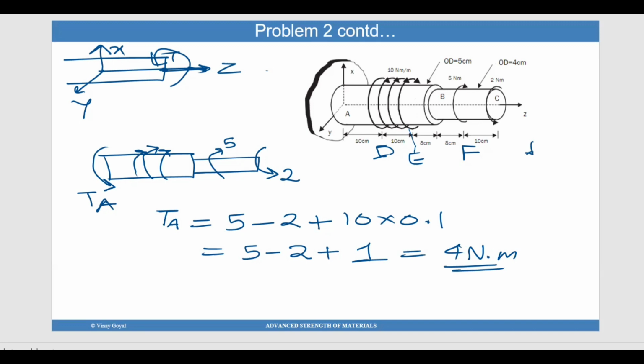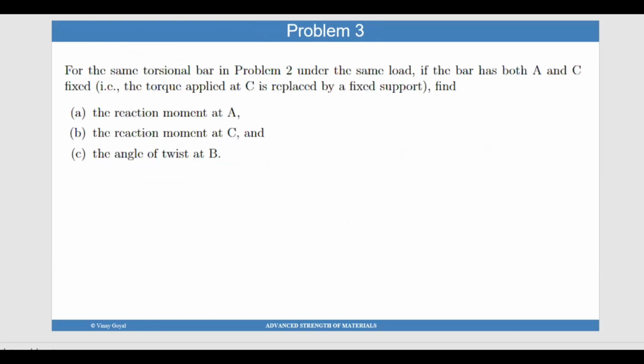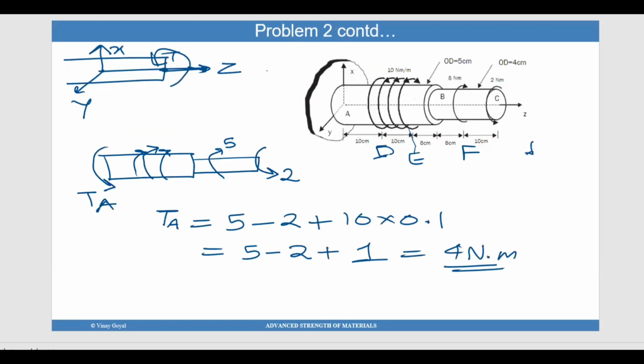What I'm going to do with this problem, so that we don't have to repeat this calculation again, is this: the next problem in this series says, what happens if the bar has both A and C fixed. That is, instead of the 2 Newton meter torque applied at C, it was like a fixed wall, so you don't know what the reaction there is. So instead of 2 Newton meters, I'm just going to use TC. So namely, 5 minus TC plus 1, and that is 6 minus TC.